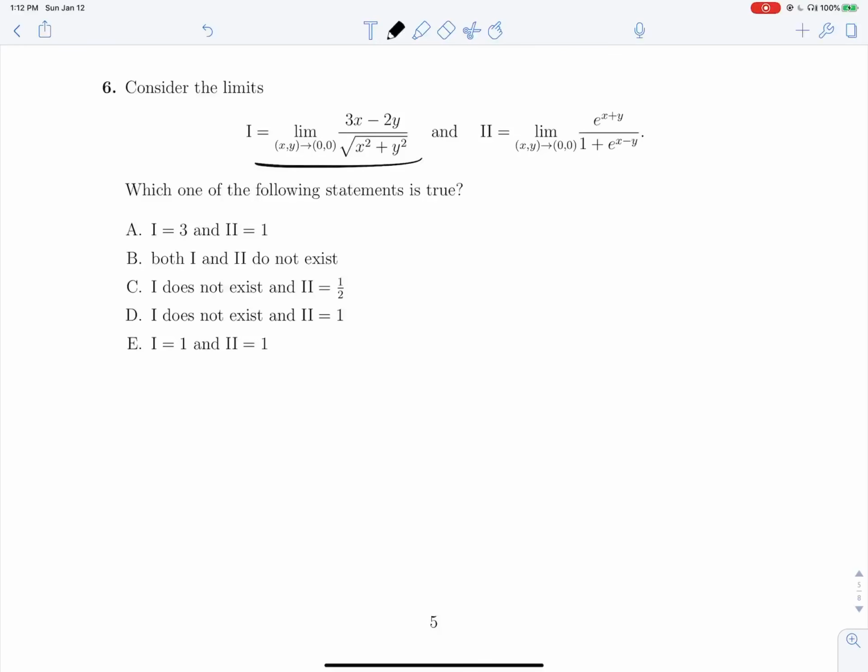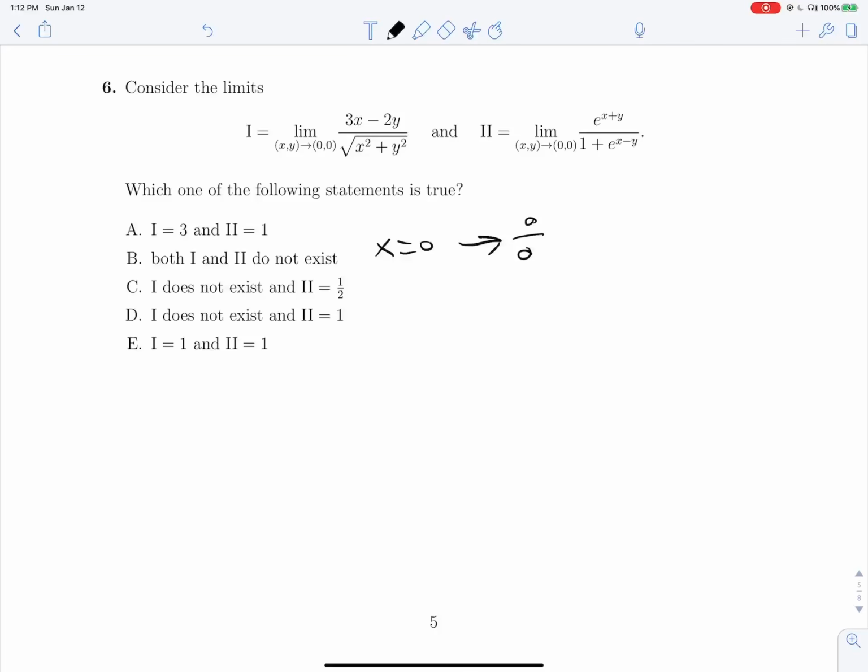Number 1 here, we can't really factor anything. And so we're going to go on the hunch that this one does not exist and try to apply the two-path test. So if we approach it on the line x equals 0, we are still going to get 0 over 0, which is what we get, I should have mentioned that earlier, if we directly plug in 0, 0.